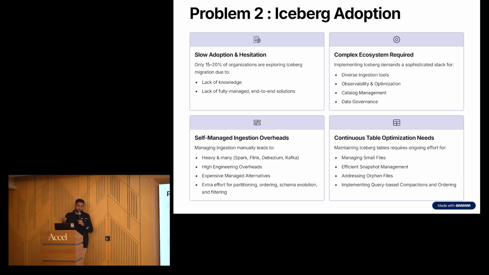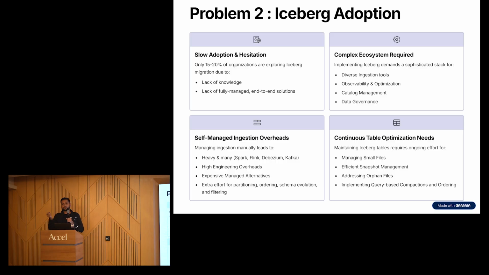Apart from that, there are a couple of other things in the Iceberg adoption space. Multiple tools and lack of knowledge around every step that goes into creating Iceberg Lakehouses, right? I'll talk about the ecosystem as well, the tools that I was talking about. So to get the Iceberg pipelines right, you need to assemble 5 to 7 tools.